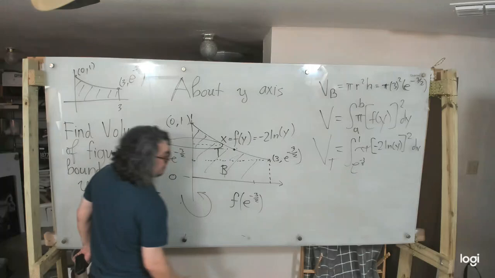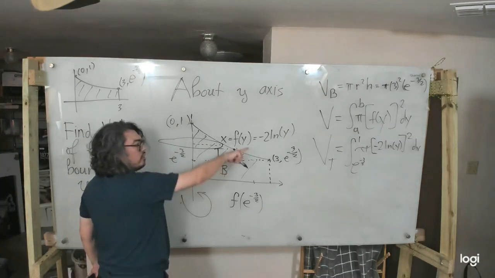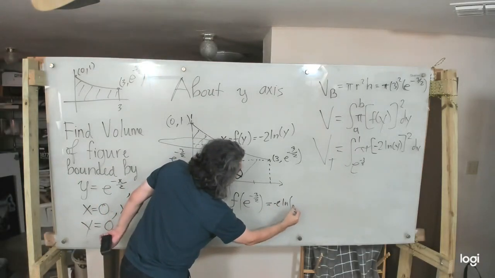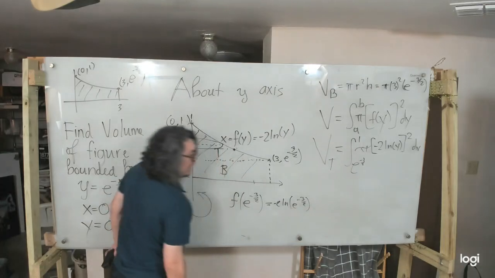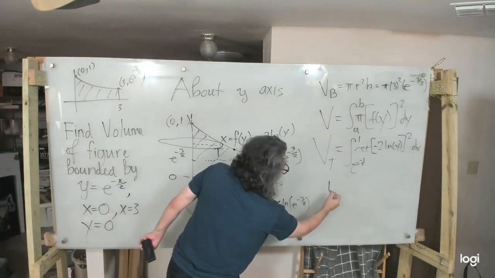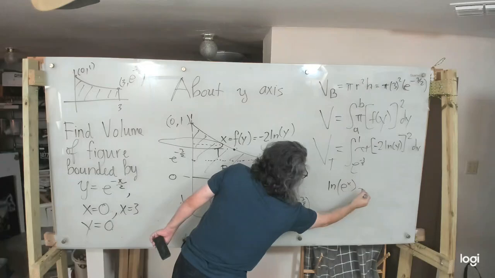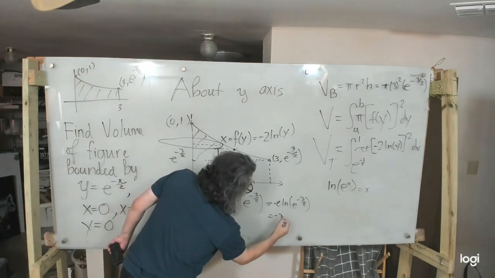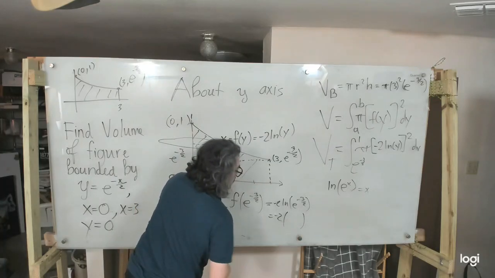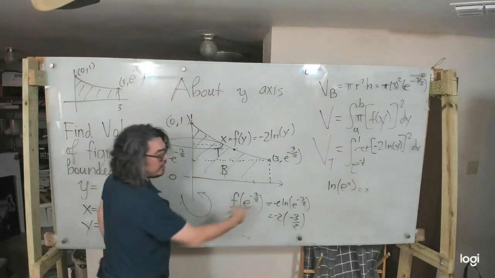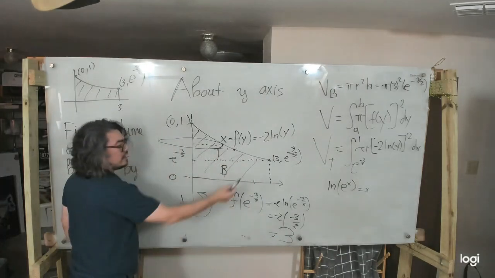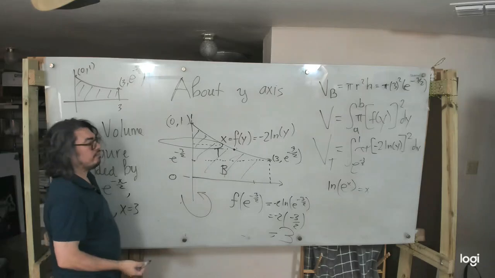We could ask, what is f of e to the negative 3 over 2? Again, we're using f in terms of this f of y here. So that would be negative 2 times the ln of e to the negative 3 halves. And because of the inverse properties of the log, i.e. that the ln of e to the x equals x, we know that this is going to be negative 2 times negative 3 over 2. When you multiply those out, the negative times the negative will be positive, the 2's will cancel, and we'll be left with 3, which is exactly the x value, the radius at that height.